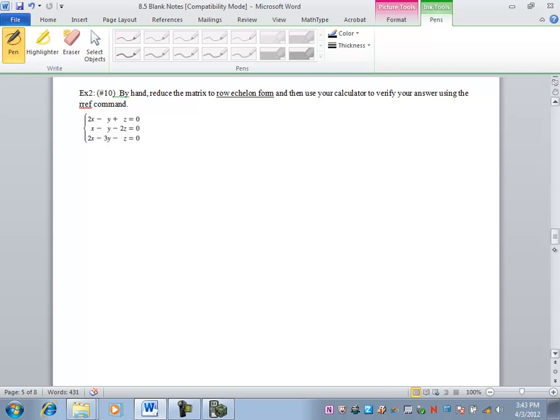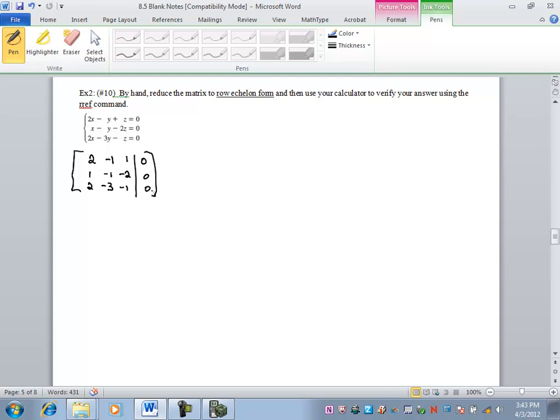Let's jump in here and take a look at example 2. 2, negative 1, 1, 0. 1, negative 1, negative 2, and 0. And 2, negative 3, negative 1, and 0. Alright, so we've created our augmented matrix. The elements to the right-hand side of the equal sign are zeros, and we have those in place.